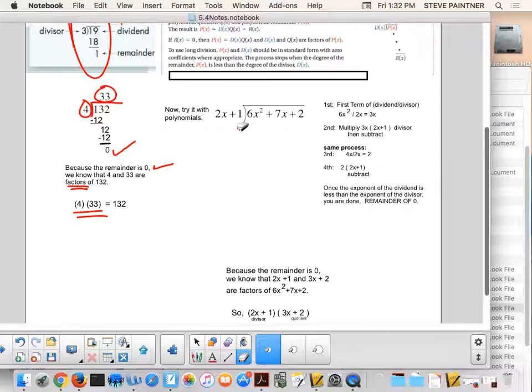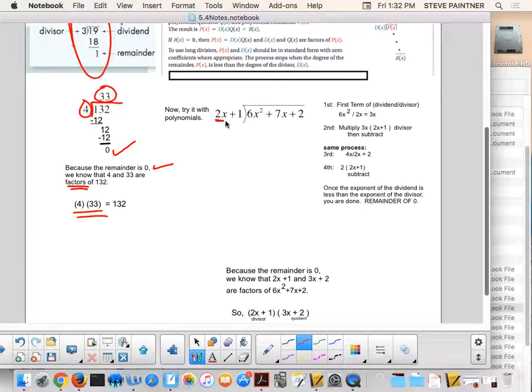Right here, 2x plus 1. How many times will it go into this 6x squared plus 7x plus 2? Well, here's what you do. Everybody, this is where you really got to zone in. Not zone out. Zone in. You only care about the leading term. Not the 1, but the 2x. All you care about is the 2x. How many times will 2x go into the leading term, 6x squared?